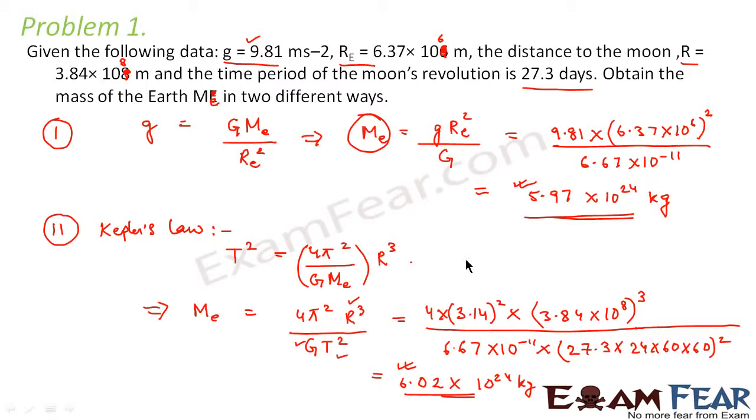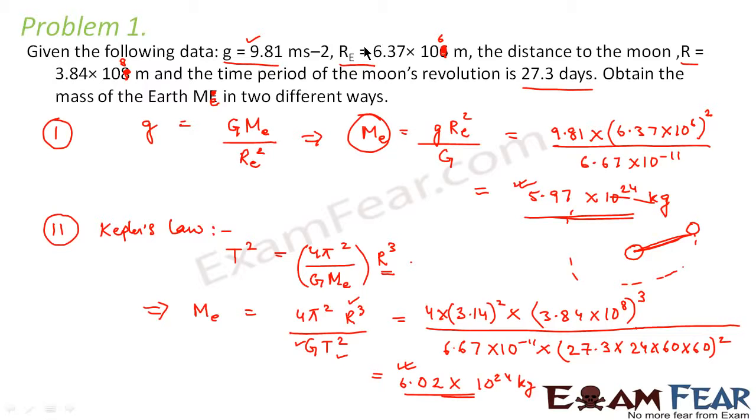Just to make a note of this point, in this case, RE is nothing but radius of the earth. But in this case, what is R? This R is the radius for the circular path. That means this radius would mean the distance between earth and the moon. Because the circular path means the circular path which the moon adopts. So here R is the distance to the moon and here RE is nothing but the radius of the earth.